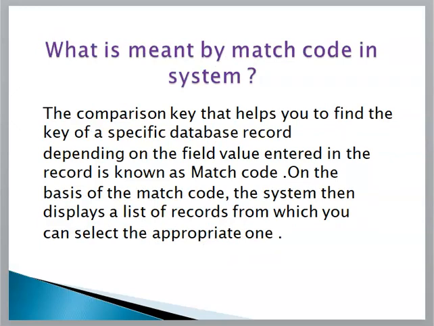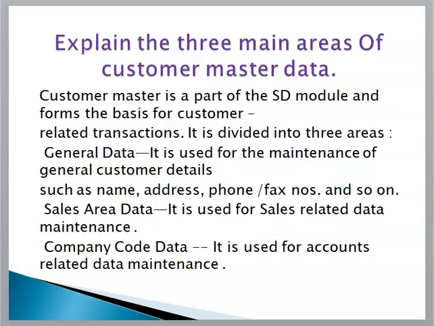What is meant by match code in the system? Answer: the comparison key that helps you to find the key of a specified database record, depending on the field value entered in the record, is known as match code. On the basis of the match code, the system then displays a list of records from which you can select the appropriate one.